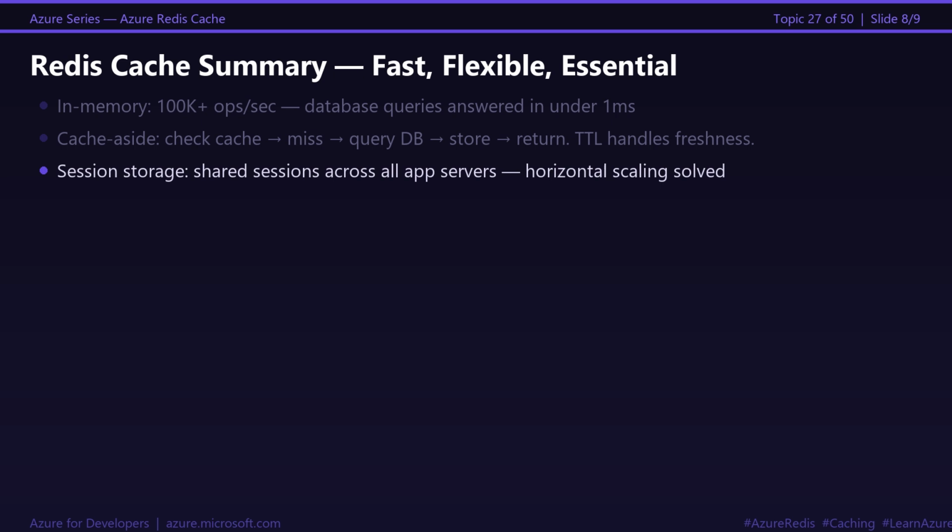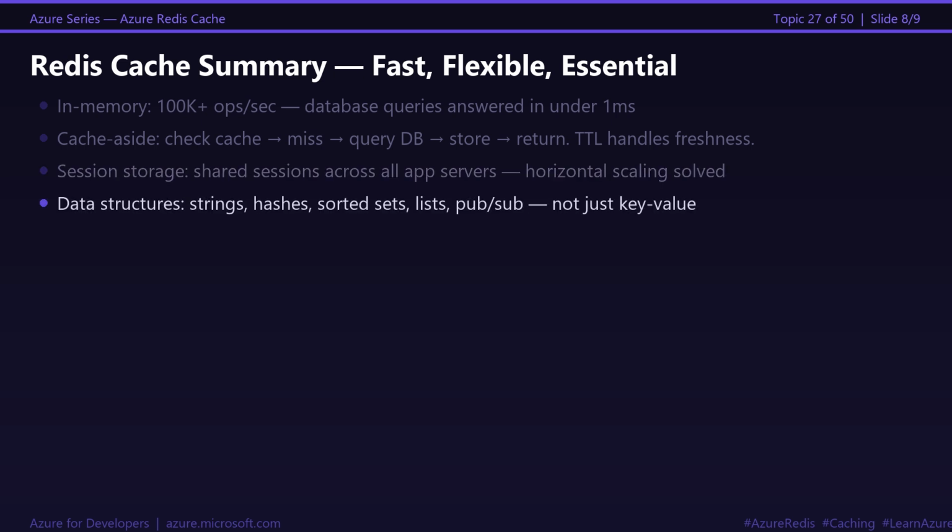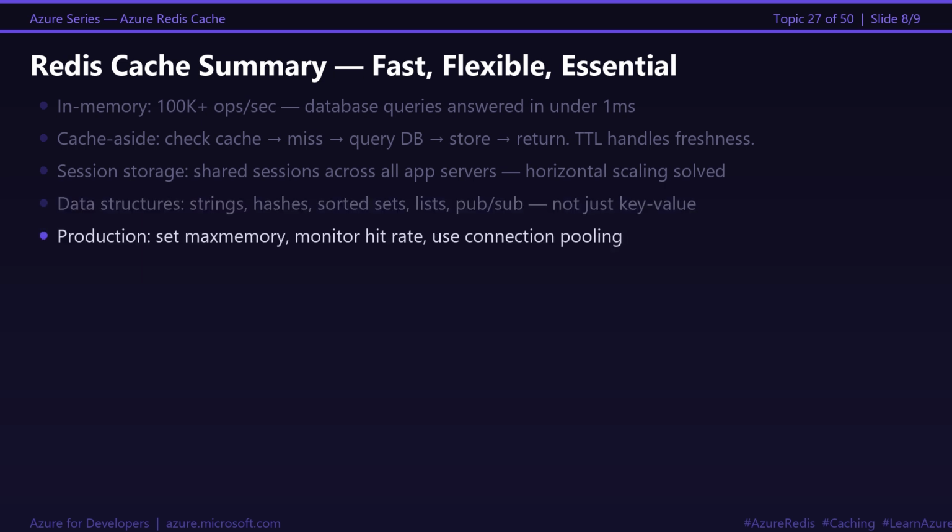Redis session storage solves horizontal scaling instantly. All app servers share sessions through Redis. User sessions survive any server restart or load balancer decision. The data structures open up leaderboards, rate limiting, pub/sub, and activity feeds. All without a separate specialized service. Use the standard tier for production, primary plus replica with automatic failover. Premium if you need clustering, persistence, or geo-replication.